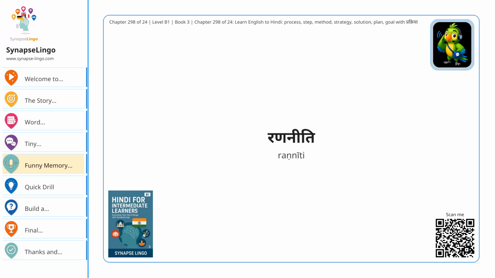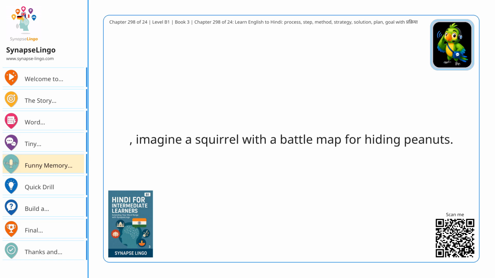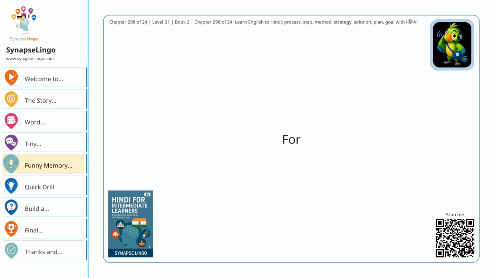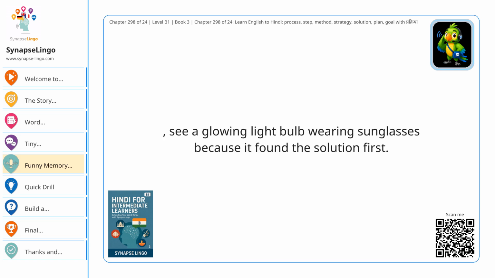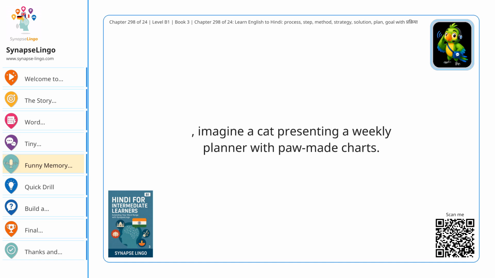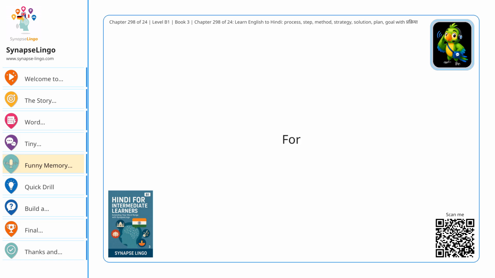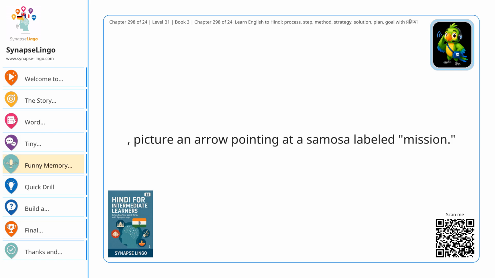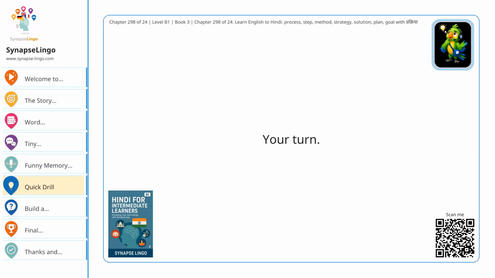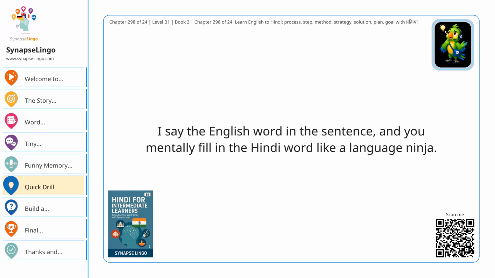रणनीति: imagine a squirrel with a battle map for hiding peanuts. समाधान: see a glowing light bulb wearing sunglasses because it found the solution first. योजना: imagine a cat presenting a weekly planner with paw-made charts. लक्ष्य: picture an arrow pointing at a samosa labeled, mission. Quick drill. Your turn. I say the English word in the sentence, and you mentally fill in the Hindi word like a language ninja.